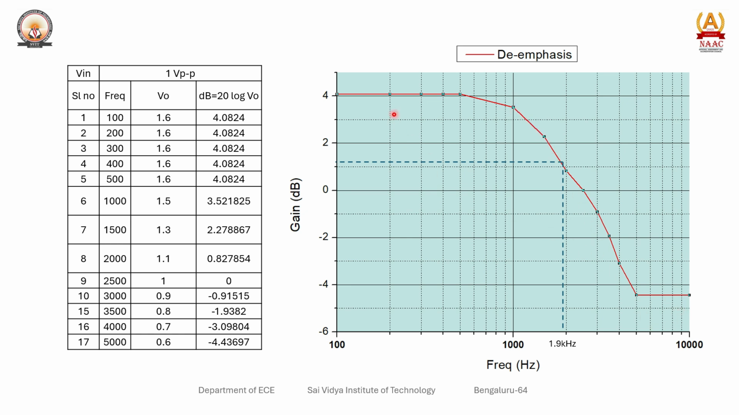Now identify minus 3 decibel from the maximum: 1, 2 and approximately 3 here. Draw one horizontal line, and it will intersect the graph at this point. Draw a vertical line and you will get 1.9 kilohertz. So that is how we are able to find the cutoff frequency.